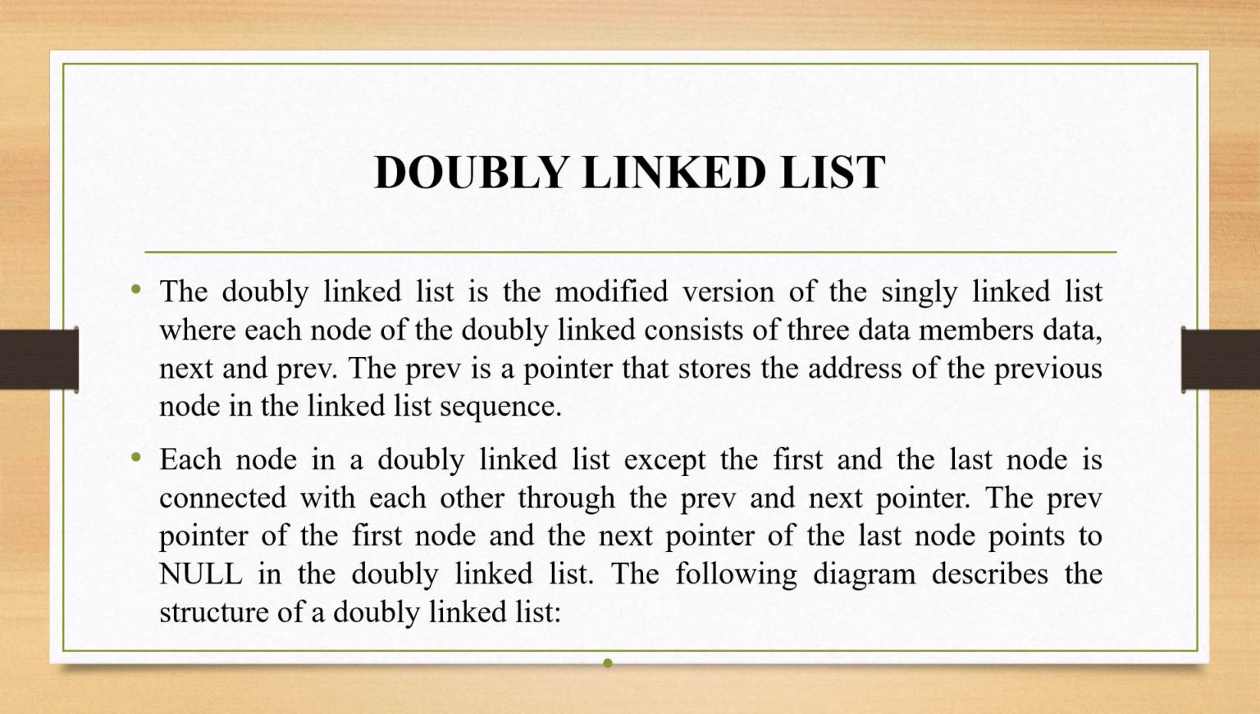Next one is the doubly linked list. The doubly linked list is a modified version of the singly linked list where each node consists of three data members: data, next and prev, that is previous. The previous is a pointer that stores the address of the previous node in the linked list sequence. Each node in a doubly linked list except the first and the last node is connected with each other through the previous and the next pointer. The previous pointer of the first node and the next pointer of the last node point to null in a doubly linked list.